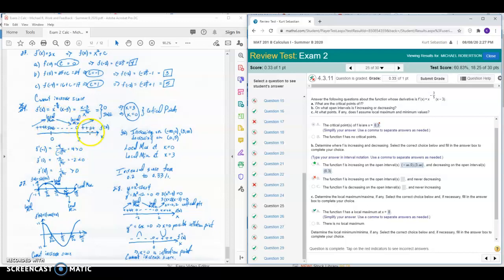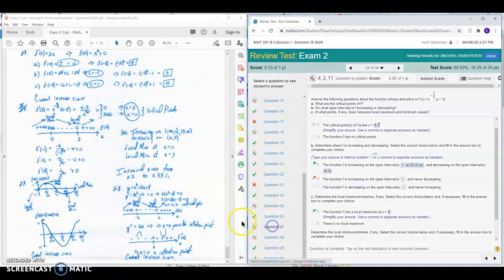And then here, after 3, let's check 4, I get positive. So that means that the function is increasing from 3 to infinity. So if it's decreasing before 3 and then increasing after, that means I have a local minimum there. So that would answer 25.